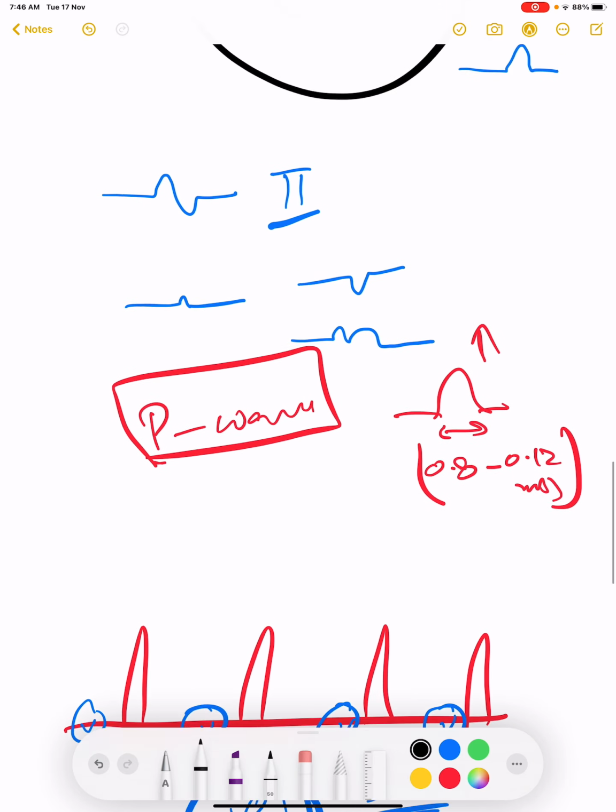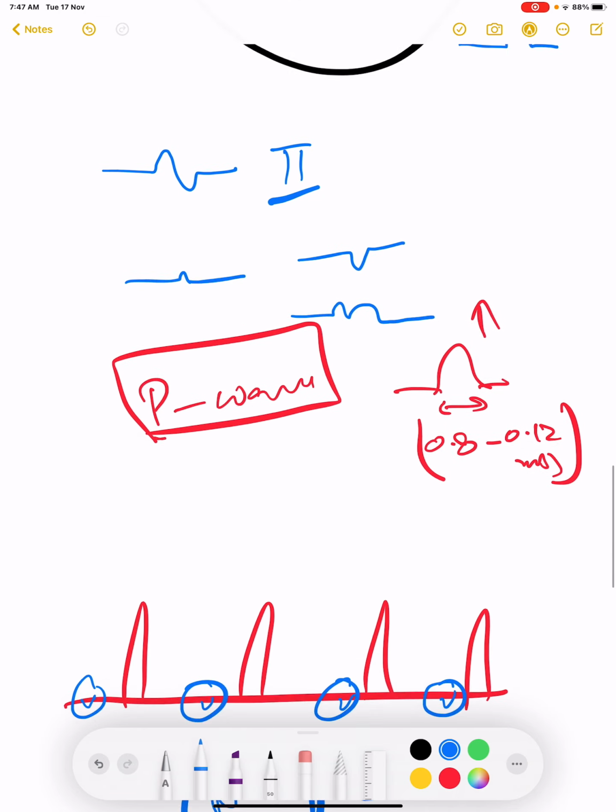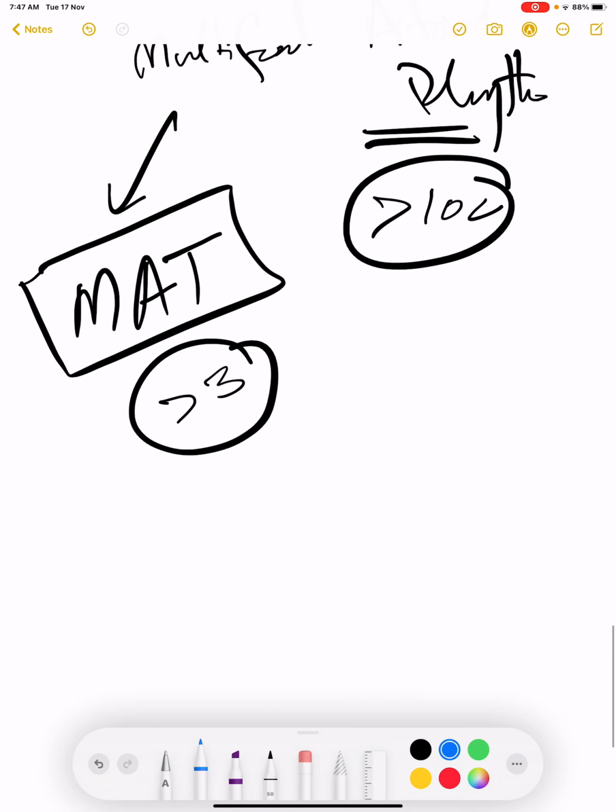There is another thing, because in multifocal atrial tachycardia, the origin of P wave will be different. Maybe a P wave originating at this point will reach earlier and depolarize earlier. A P wave originating at a far point will depolarize later. So the time of depolarization will also be different. Some P waves will be reaching the AV node earlier and some later on. So this is why multifocal atrial tachycardia will always be irregular.